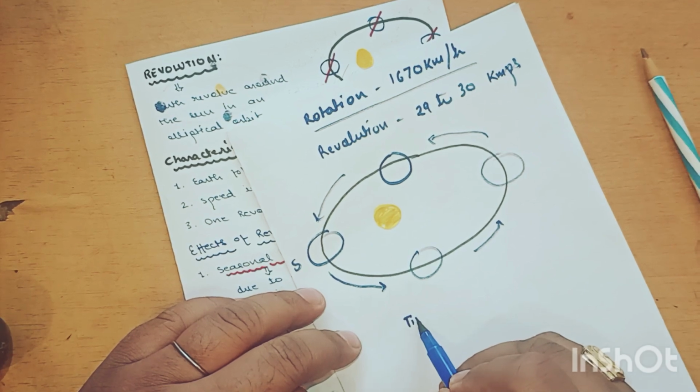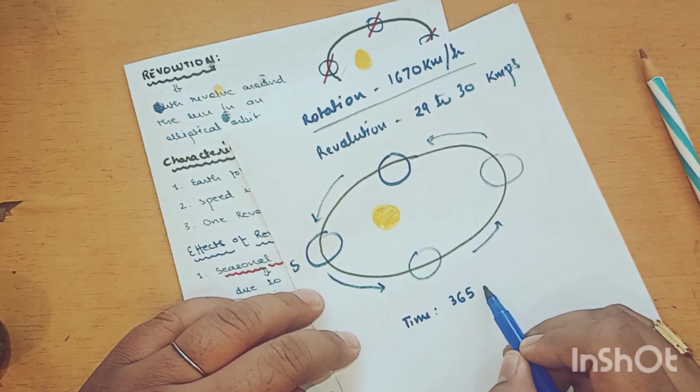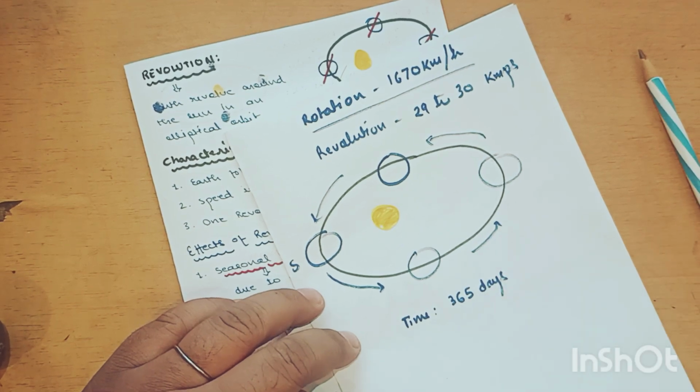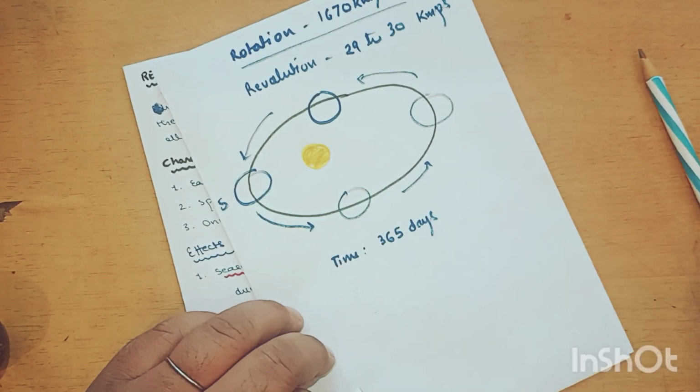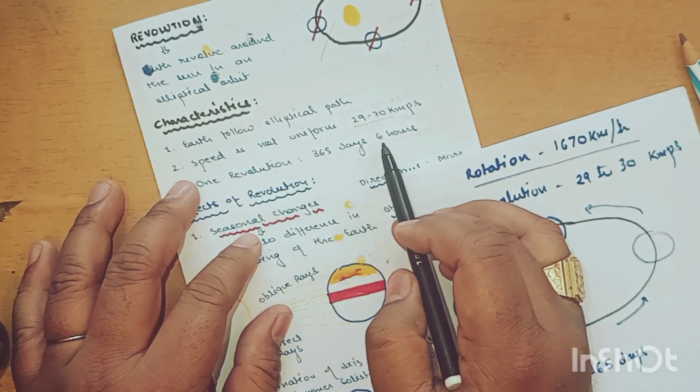So the time is, we say, 365 days. Is it? No. This is not the exact time. The exact time is 365 days 6 hours.